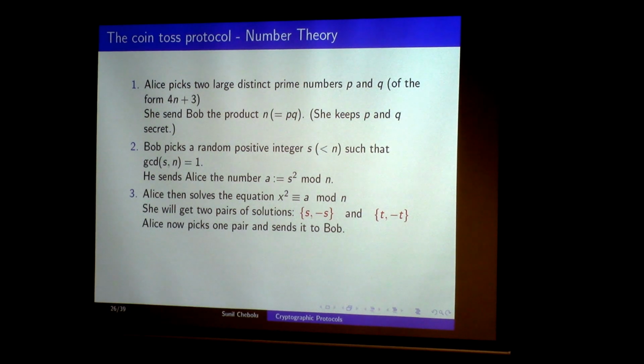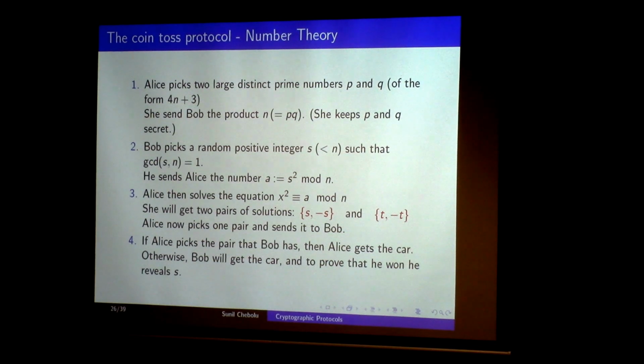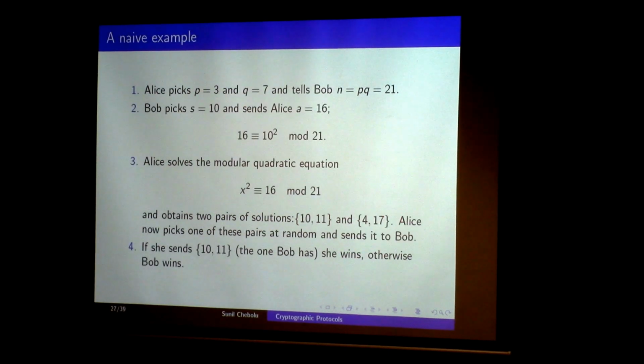Now Alice has to guess what pair Bob has. Well, Bob has s, because that's how we constructed this equation. If he has s, he also has minus s, right? So if Alice picks the pair that Bob has, then she gets the car. Otherwise, Bob gets the car. And to prove that he won, he will reveal s. Okay, so if you're seeing this protocol for the first time, it might look confusing. So I'm going to explain with an example, and then I'm going to open it up further.